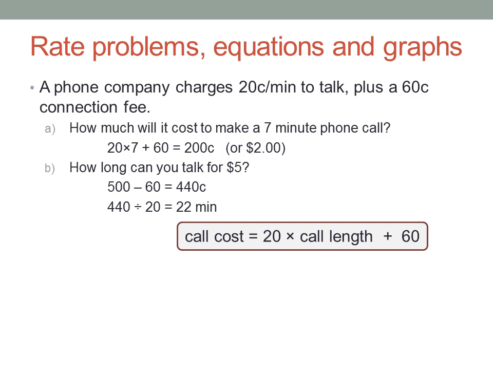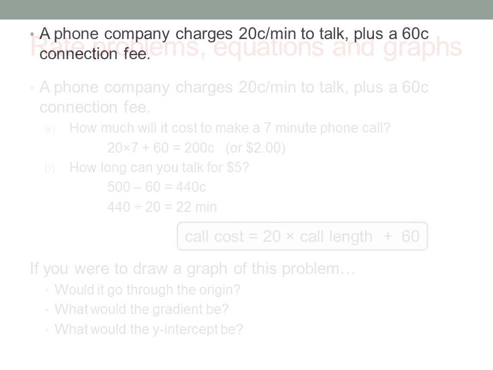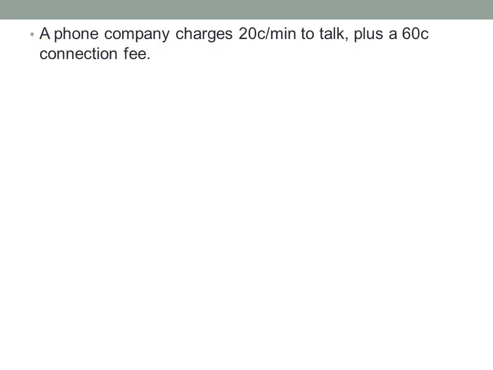Notice that structure. If you were to draw this relationship on a graph, would it go through the origin? What would the gradient be? What would the y-intercept be? So let's draw the graph now. How will we do that?